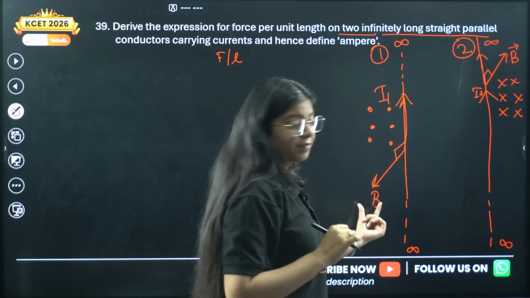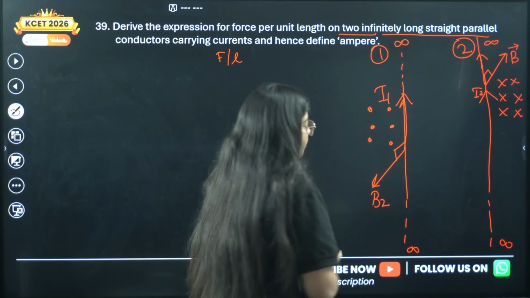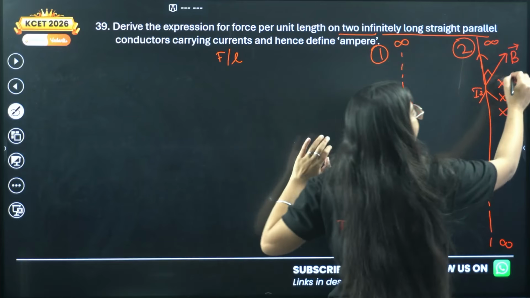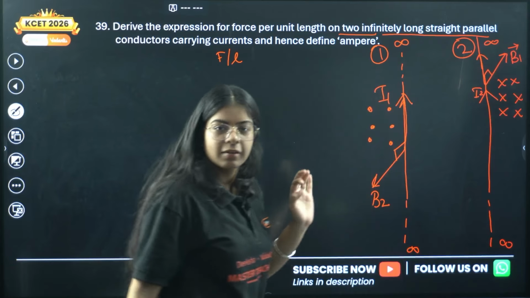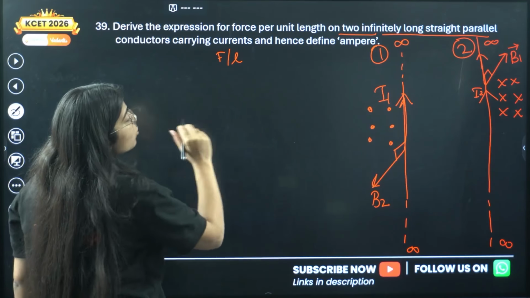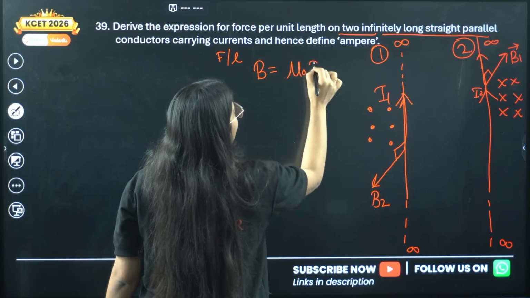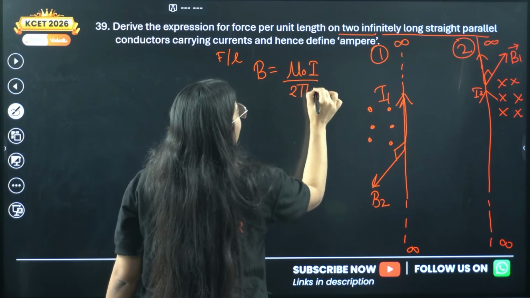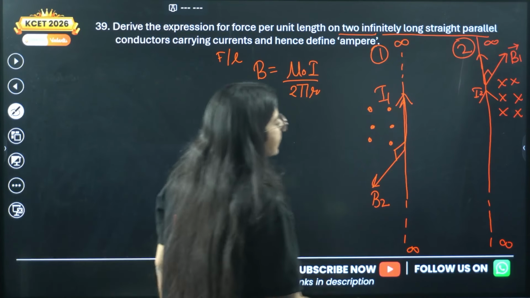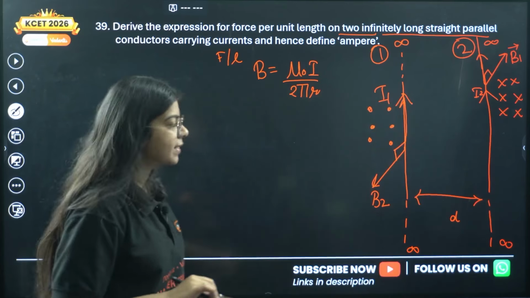Now this magnetic field is because of this conductor, so this will be B2, and this magnetic field will be due to this conductor, so this will be B1, correct? Understood the question? Okay. Now due to a straight conductor, straight wire, we know the magnetic field is mu naught I by 2 pi r. Let's say this distance is D. They are D distance apart.